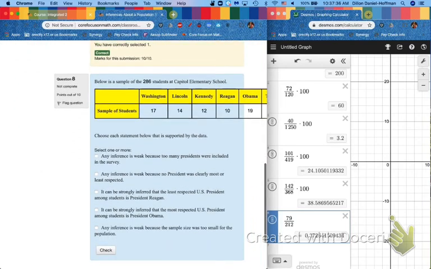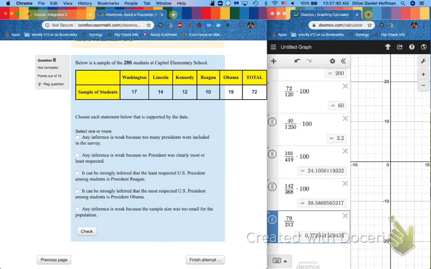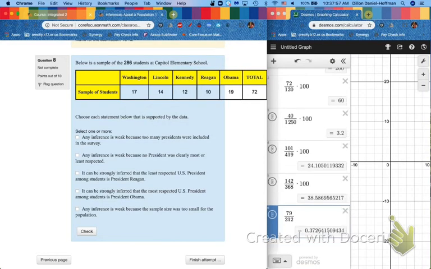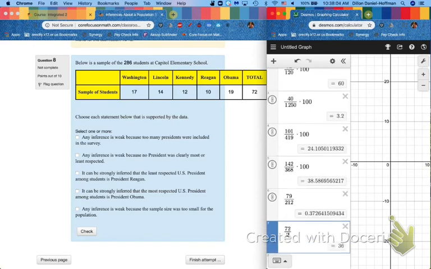And finally, below is a sample of 286 students at Capital Elementary School, and 72 of them were asked, out of these choices, what president they think is the most popular. This is a little dated, by the way. You can see these presidents that are listed. And you'll notice that they're all about the same. So we're going to check our 72 out of 286. Is that at least 20%?